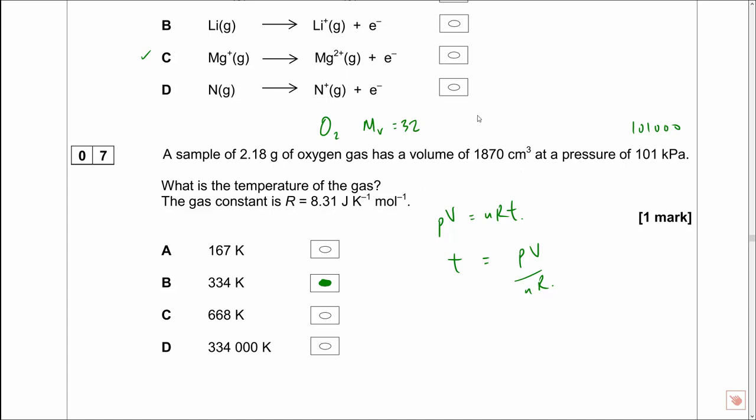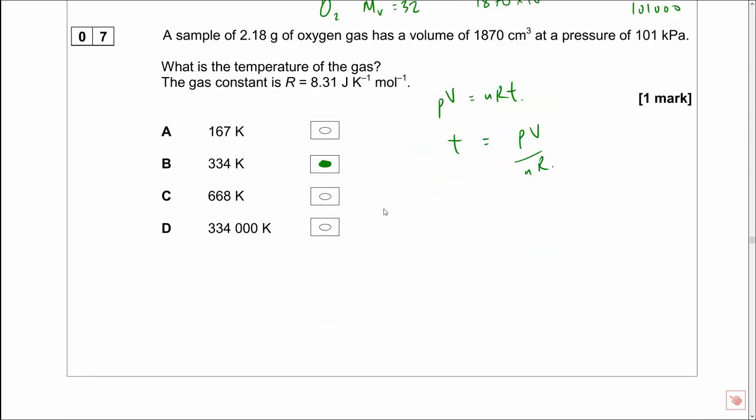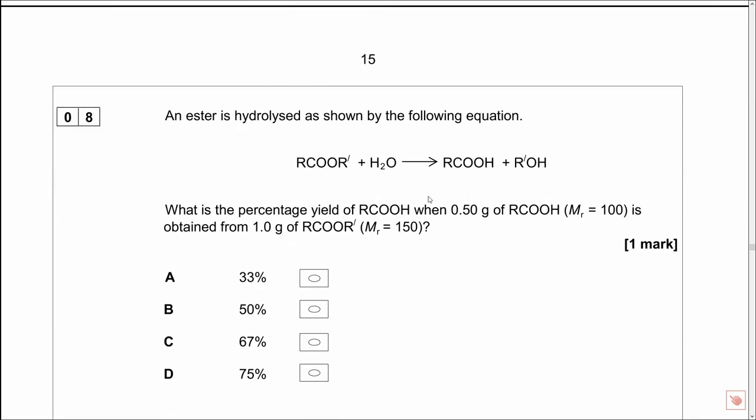That's fine. That's going to be 1870 times 10 to the minus 6. You've got to work out your moles from what's given, and then through and you're done. B. It's not too difficult, but quite a bit of faffing there, quite a bit of calculation to do.